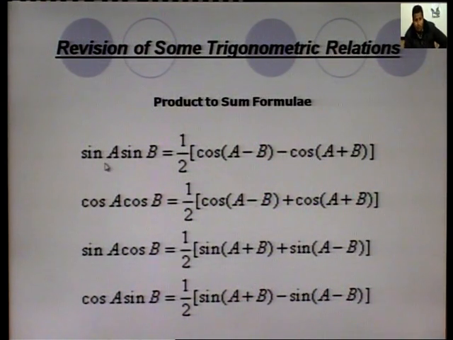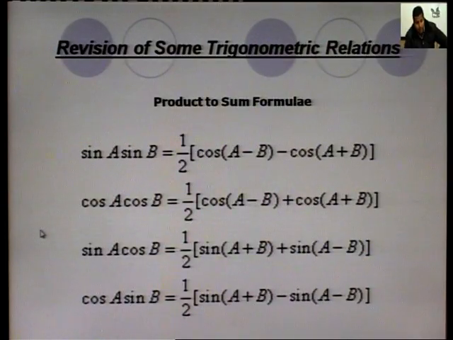When both sines are there, the product of two sines gives cos a minus b minus cos a plus b. When the product of two cosines is there, then 1 by 2 cos a minus b plus cos a plus b.